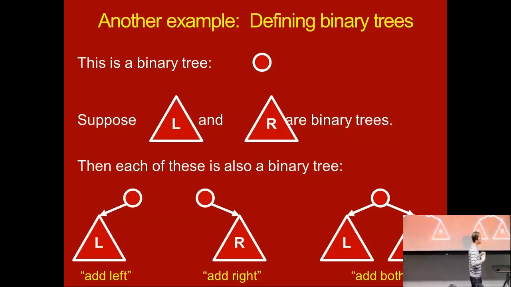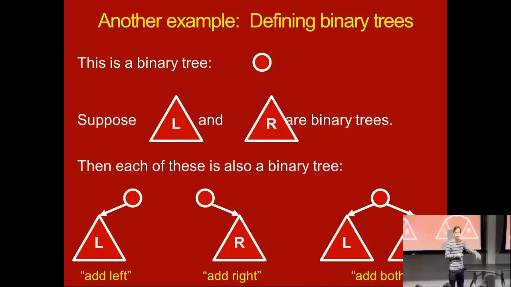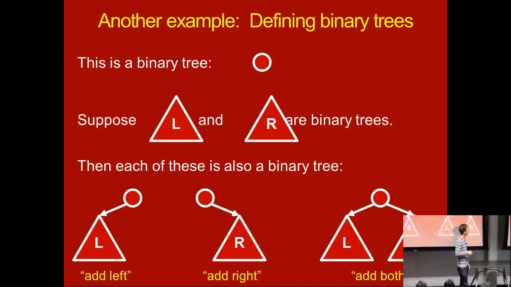And here are the sort of deduction rules by which I can generate new binary trees. Suppose you've already generated two trees, and I'll call them L and R. These are binary trees. Then these are also binary trees. You're also allowed to make bigger binary trees out of them, basically by one of these three methods.